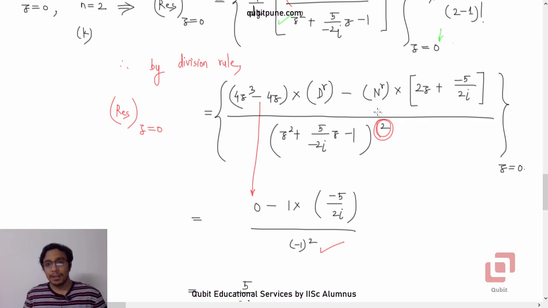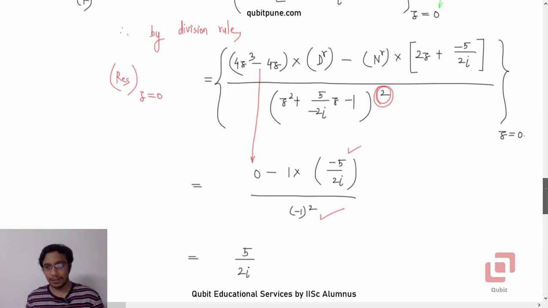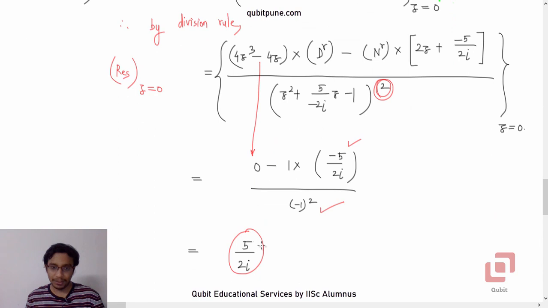Now what is the value of the numerator at 0? It will be again 1 because the rest of the terms contain 0. 1 into, for this bracket, the derivative of the denominator, 2 times z, so 0, plus minus 5 by 2i. So the numerator is 5 upon 2i, and the denominator is 1. Now the difficult part is over, the process of differentiating and getting the residue at 0, because it was not a simple pole, it was a pole of order 2.